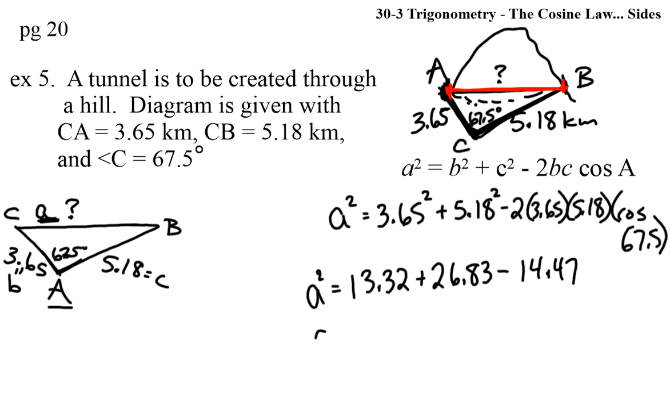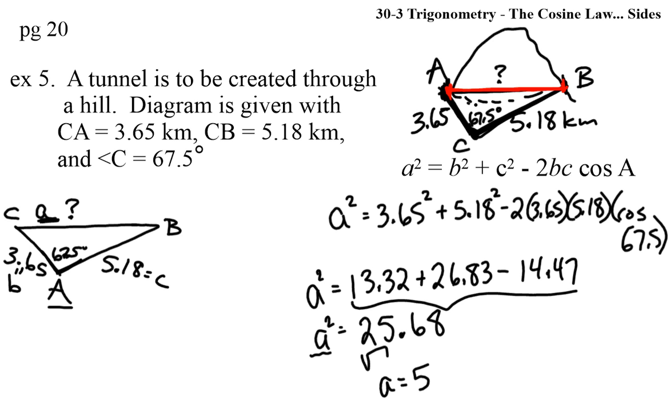So once I can plug in, break it into steps, and now I can get my value. So that 13.32 plus the 26.83, and then I subtract the 14.47, and I get for an answer there 25.68. But that's not our answer because that's what A squared is. We always finish by square rooting. And A works out to be 5.1 kilometer long tunnel.